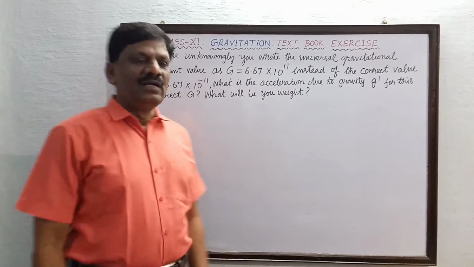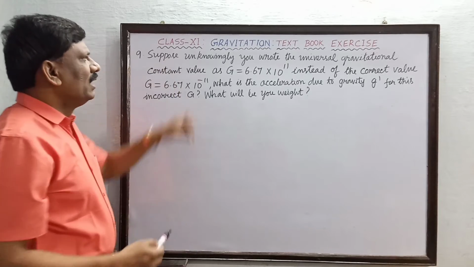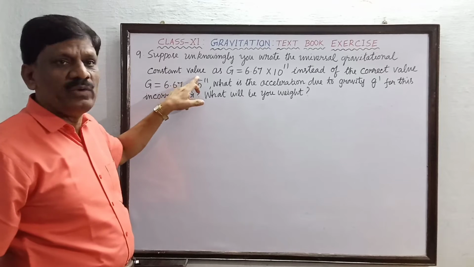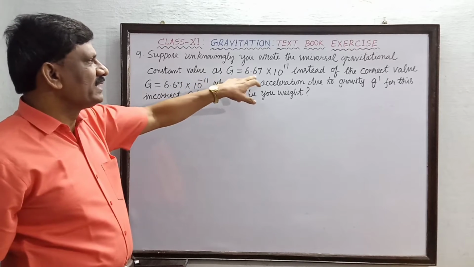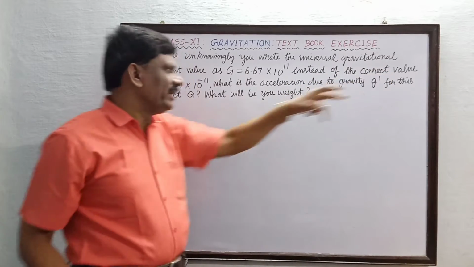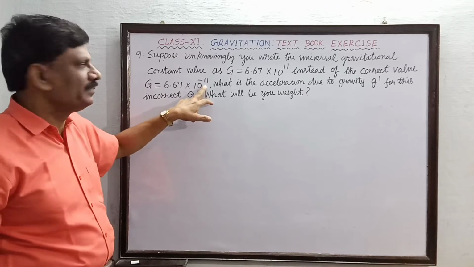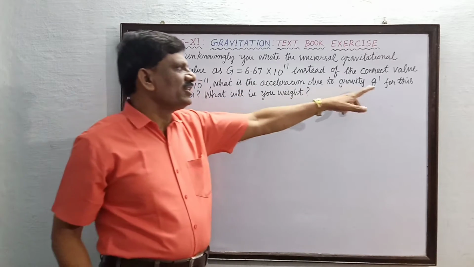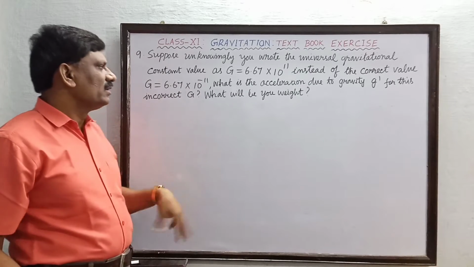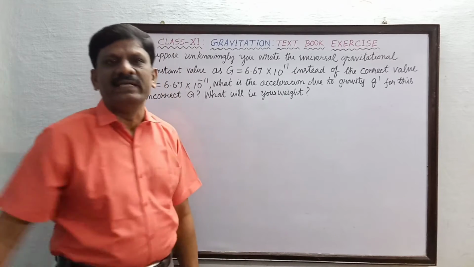Hi students, exercise problem number 9. Suppose unknowingly you wrote the universal gravitational constant value as G equal to 6.67 into 10 power plus 11 instead of the correct value G equal to 6.67 into 10 power minus 11. What is the acceleration due to gravity G dash for this incorrect G? What will be your weight then?